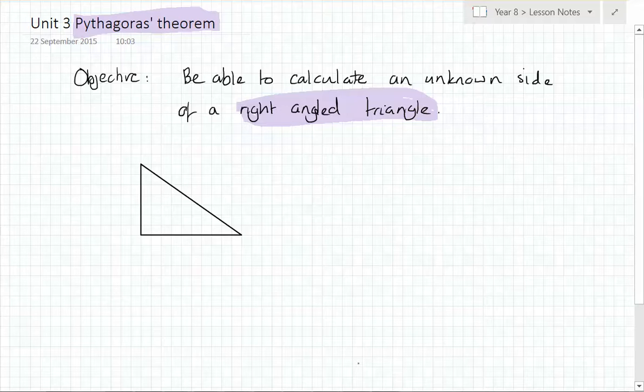Right, so a right-angled triangle. Okay, so we have this little symbol. If we put a square in the corner, that denotes a right angle. Now we have to know how to label a triangle. Three sides are labelled A, B, and C.